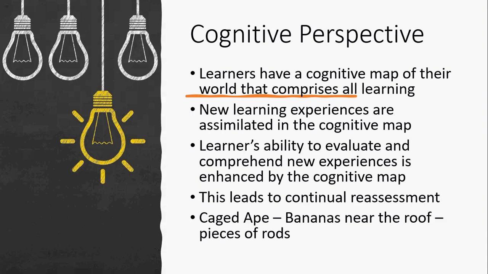We don't need to be taught. If we are taught one thing, from that one thing we move one step ahead. We are using our brains, we are using our cognitive abilities. Okay, if I do this, I'm going to get this, and from here I can move a step ahead. So the learner's ability to evaluate and comprehend new experiences is enhanced by this cognitive map that is inherent to all of us. So learning does not happen in isolation. It does not happen with association of one thing only. This is a continuous process.